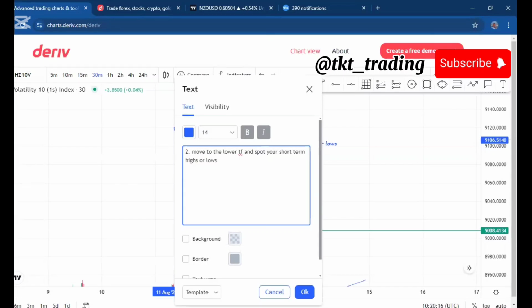Number three. So number two, you want to move to the lower time frame and highlight your short-term highs or lows, depending on if the market is on an uptrend or a downtrend. Number three, based on you've actually highlighted your short-term highs and lows, the next thing you want to do is wait for a perfect breakout of the trend line. So number three, wait for breakouts. Wait for breakout of the trend line.